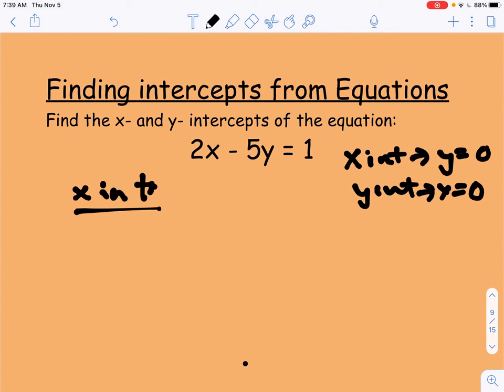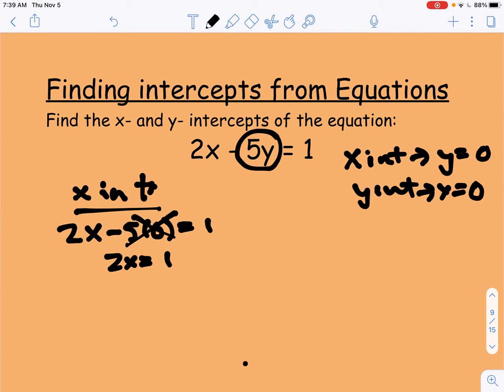you're going to put 0 in for y. So we're going to go 2x minus 5 times 0 equals 1. Well, 5 times 0 is 0, and it just gets rid of that term. So you're left with 2x equals 1, and then you divide both sides by 2 and get x equals 1/2. So my x-intercept is the point 1/2, 0.